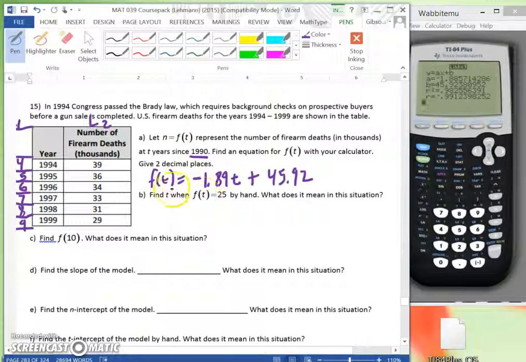Okay, so we would take this equation here. F of t represents y. So we'll put 25 in for our f of t. And that will equal negative 1.89t plus 45.92. Now, what we have to do here, we want to get t by itself. So we will subtract 45.92 on both sides.